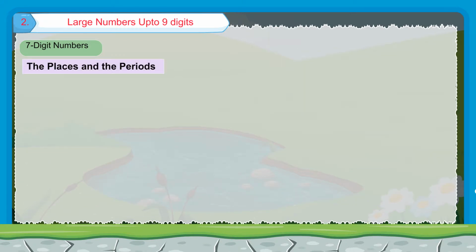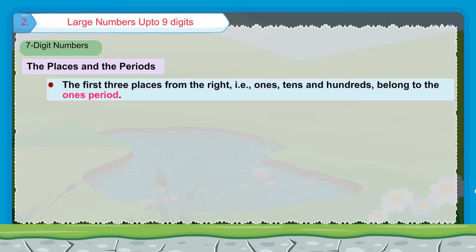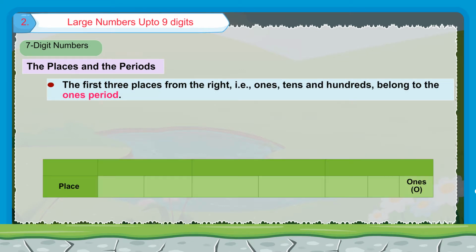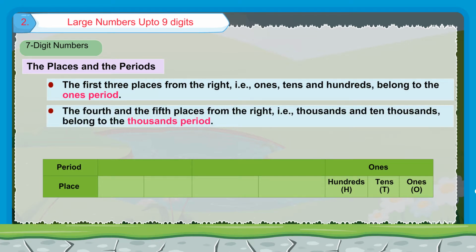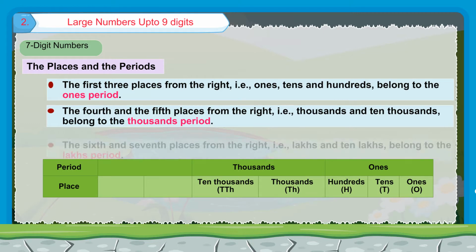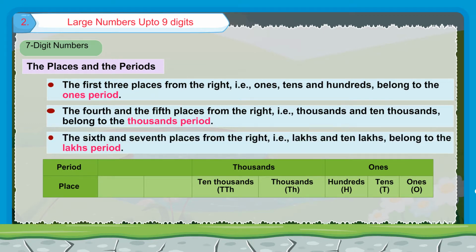The places and the periods. The first three places from the right, that is ones, tens and hundreds, belong to the ones period. The fourth and fifth places from the right, that is thousands and ten thousands, belong to the thousands period. The sixth and seventh places from the right, that is lakhs and 10 lakhs, belong to the lakhs period.